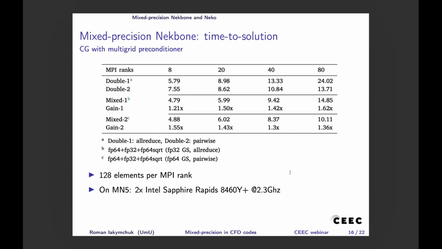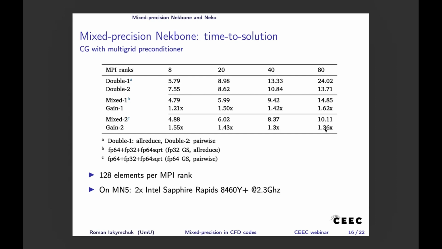In terms of experiments, we did our runs on the MareNostrum cluster with Intel Sapphire Rapids. We tried to do all possible runs with Nekbone, with the multigrid preconditioner. So we have double precision against which we compare. The maximum number of cores there was 80, and it's already clear that pairwise is better in terms of execution time when we look at the last column. In terms of gain, when we use the allreduce strategy, we were getting 1.62x speedup in this mixed precision double-single strategy, and with pairwise we were getting 1.36x speedup.